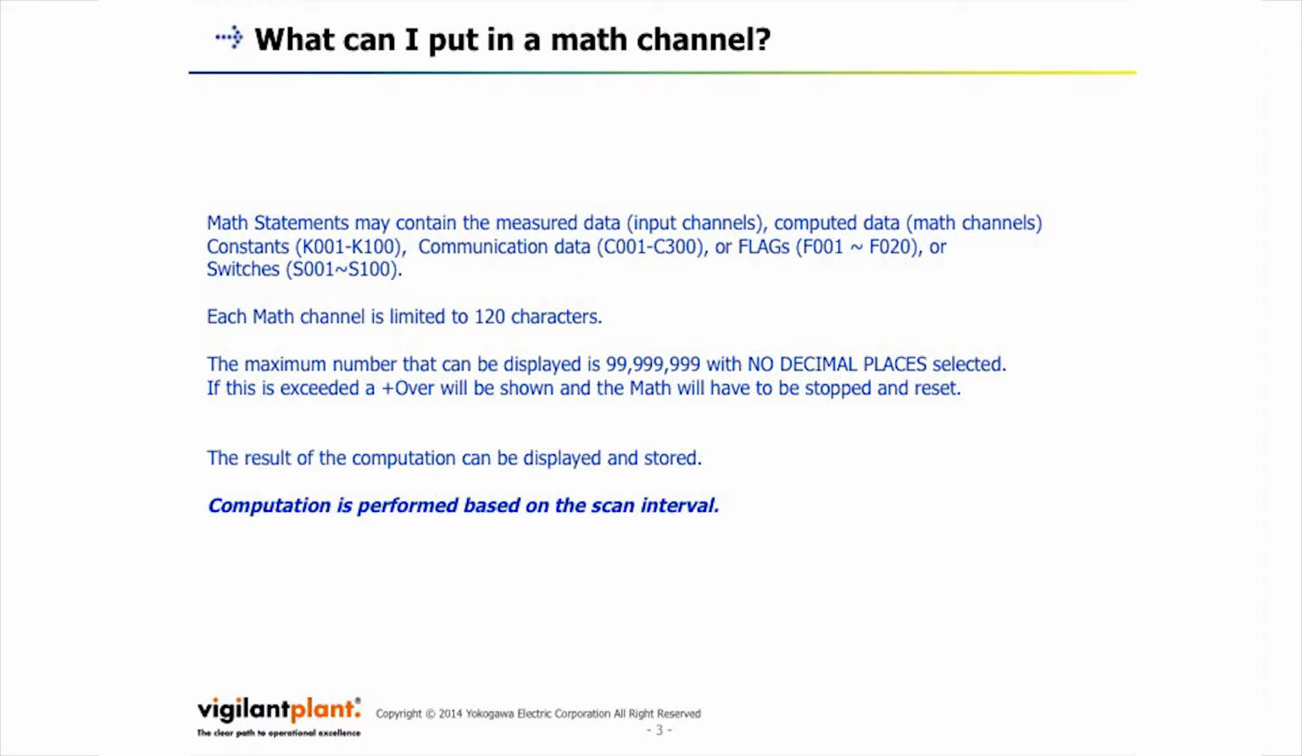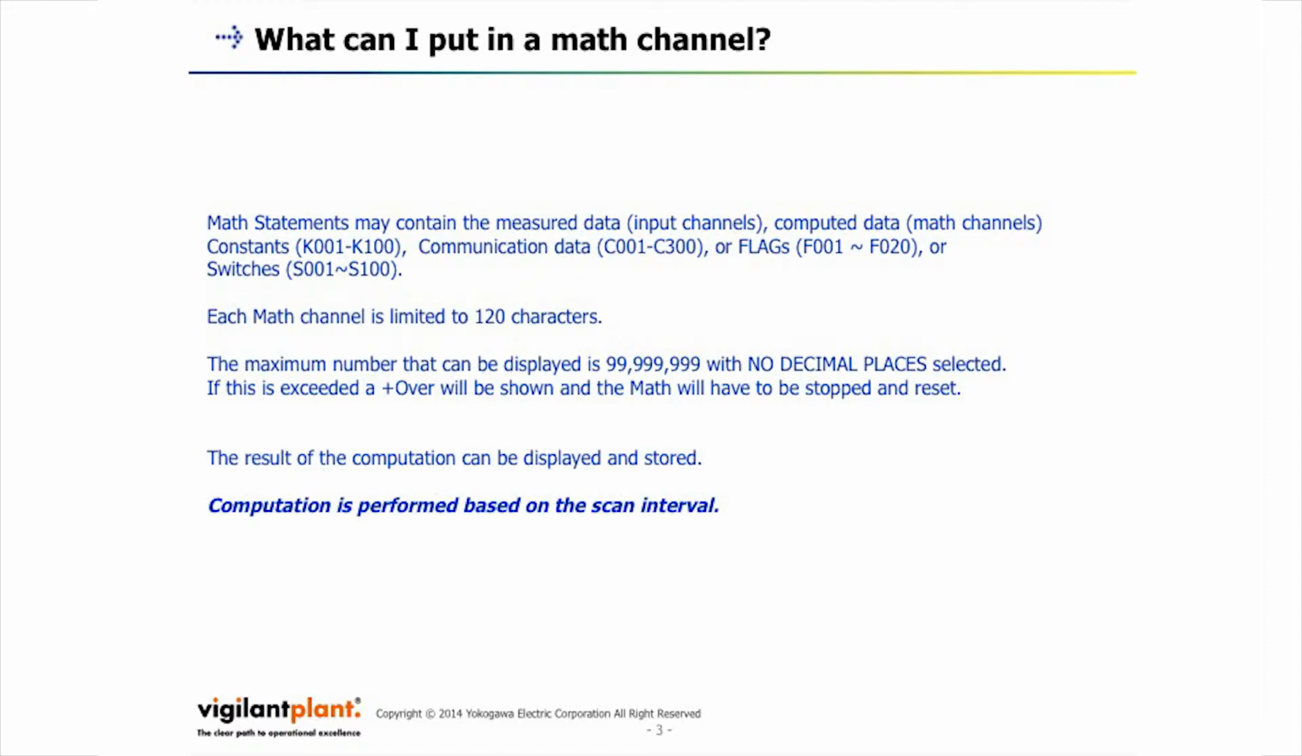First, what can I put in a math statement? Math statements can contain input channels, computed data from other math channels, constants, communication data, flags, and/or switches. Each math channel is limited to 120 characters of math. The maximum number that can be displayed in this math is 99,999,999 with no decimal places selected. So make sure you make a note of that.